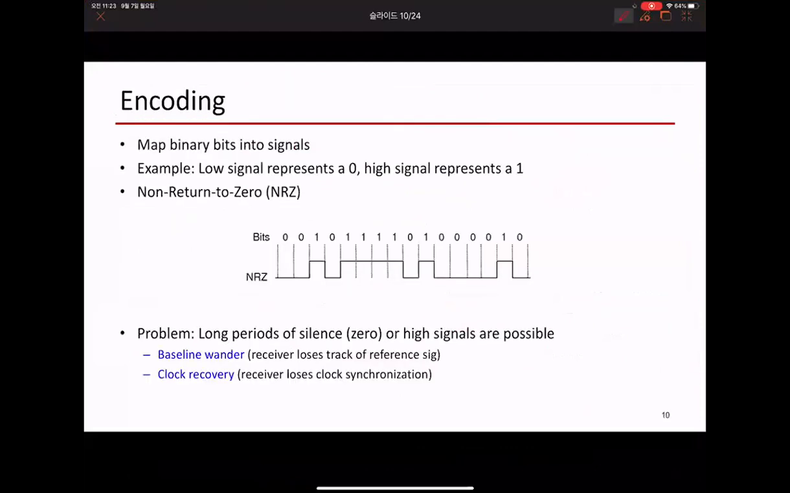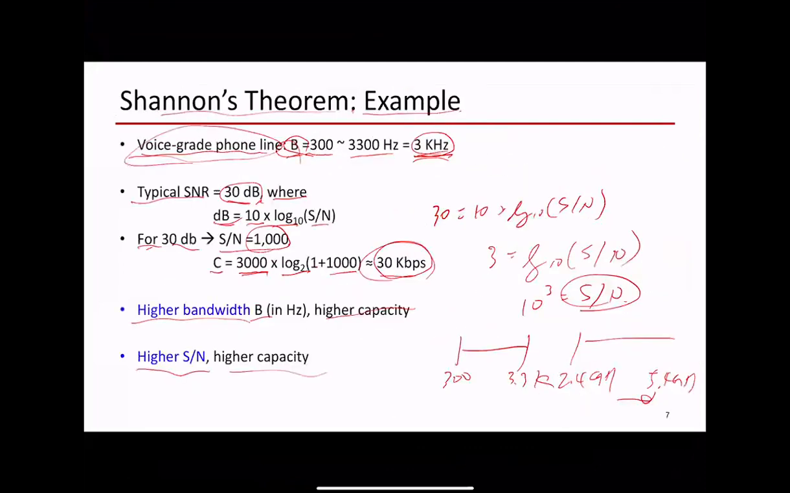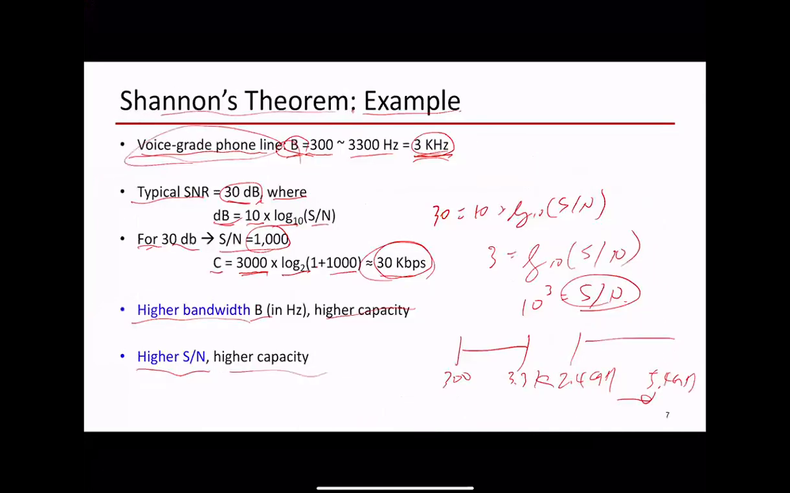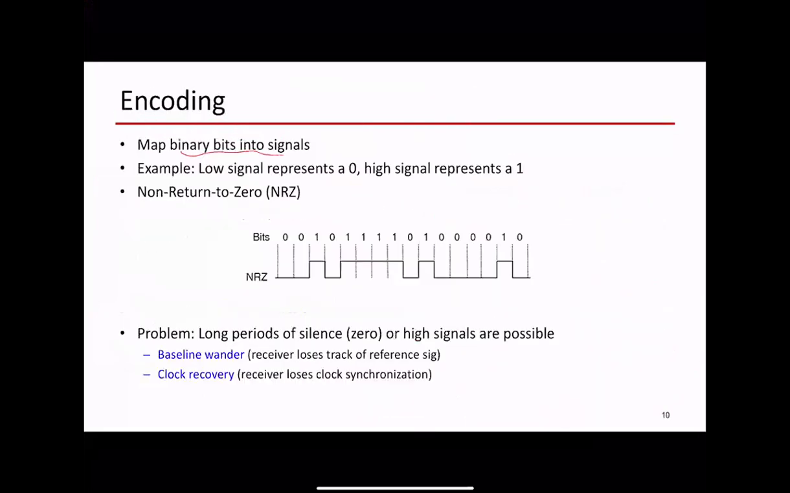So encoding. Now we have to map binary 2 bits to the signal. If I go back to the point, encoding. I have to make my digital signal into an analog signal, meaning I have to map my binary bits into the signal. Example, low means 0, high means 1. Something like low, low, high, high, high. Okay, 0, 0, 1, 0, 1, 1, 1, 1.